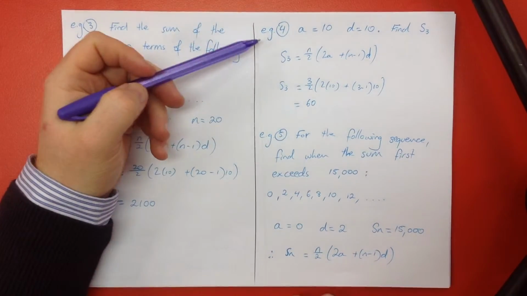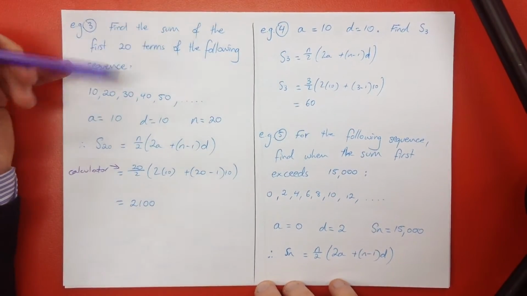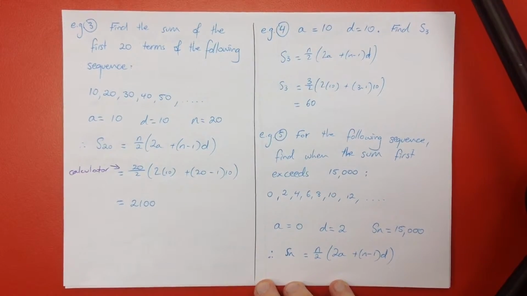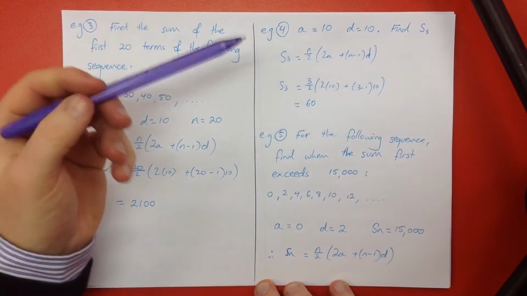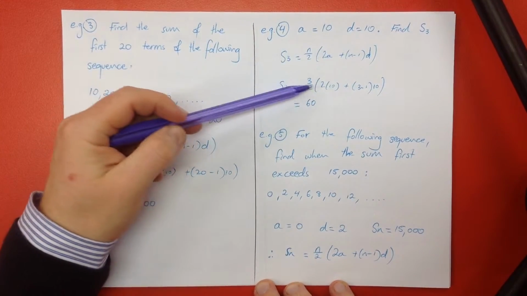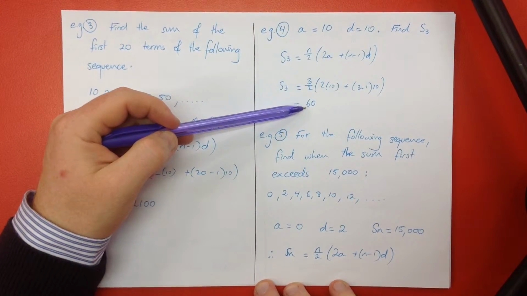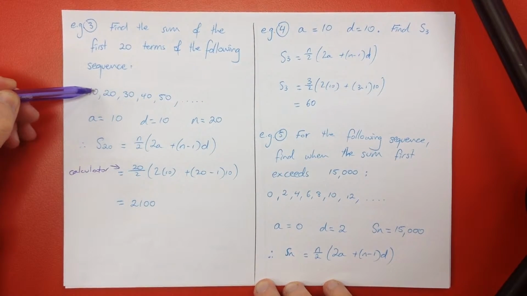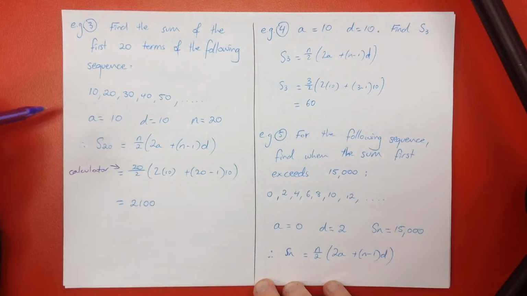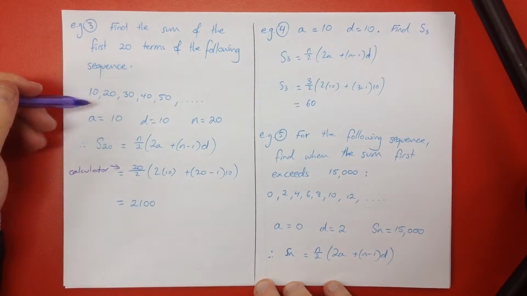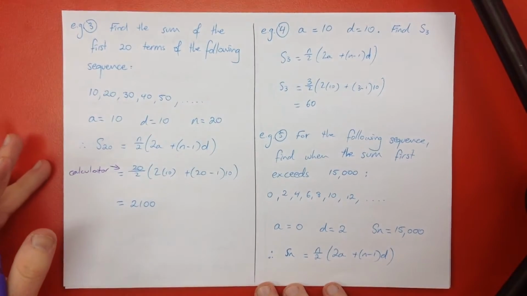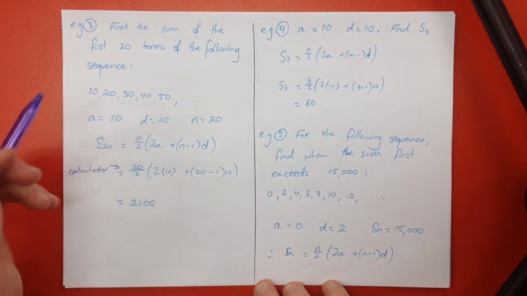All right, example 4. Again, I've used the same things, a being 10 and d is 10. This time I'm being asked to find the sum of the first 3, and we will be able to see that from this sequence. So I put everything in my formula, I worked it all out, and the calculator told me it was 60. We can check that. The sum of the first 3 is these 3 here. So 10 plus 20 plus 30, that is 60. So 10 plus 20 is 30, plus another 30 is 60. So it's not broken, it works. You can trust me on that one for sure because you can check it.